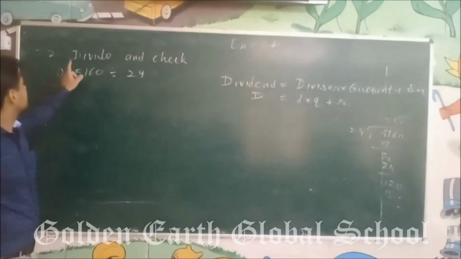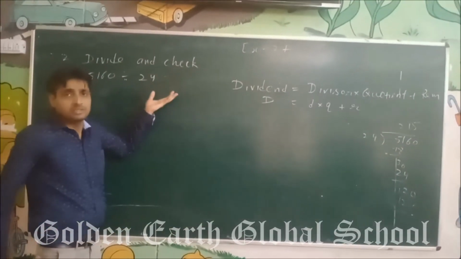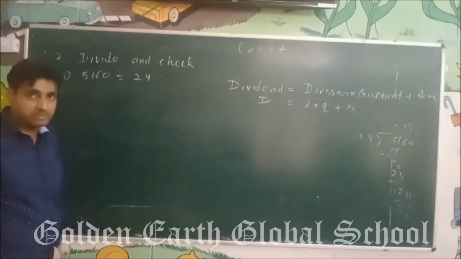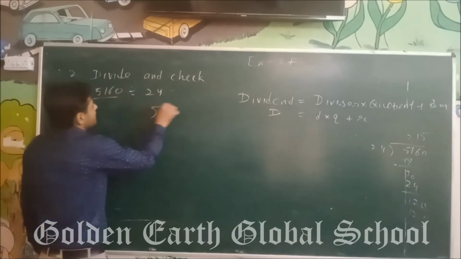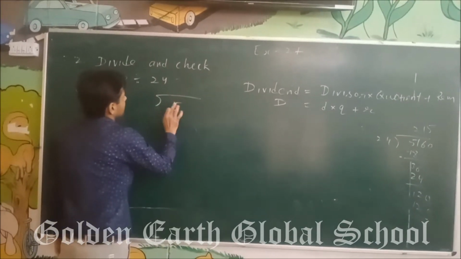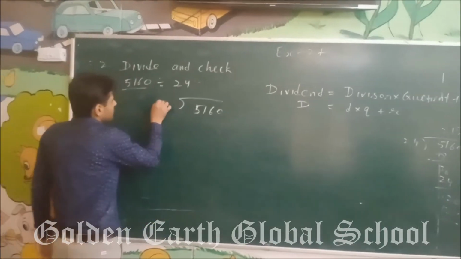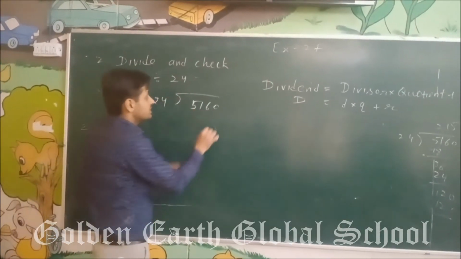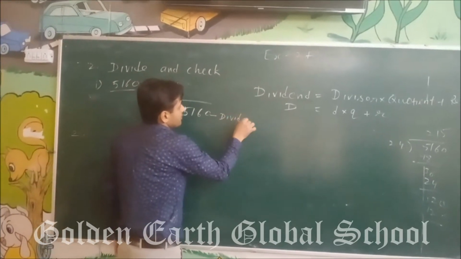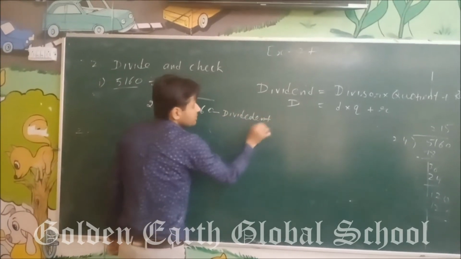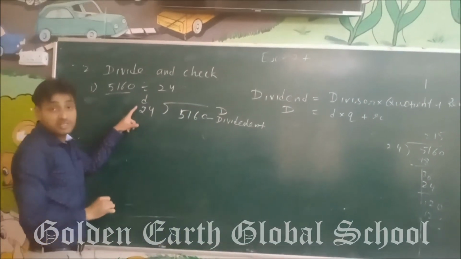Now the second question is divide and check. This question you have done in the previous class also. So you know that 5160 divided by 24, the 5160 outside is the dividend. You can also write it as D. This is small d, the divisor.